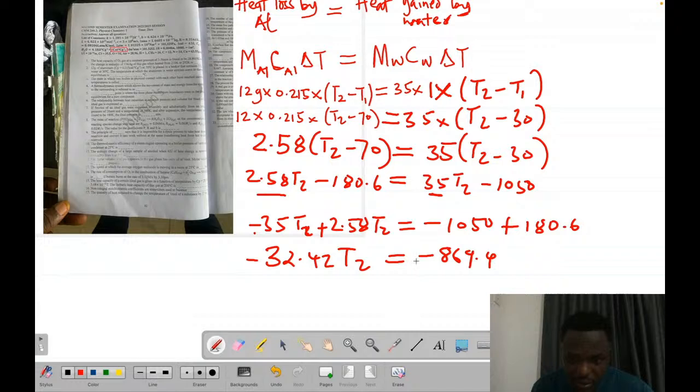And this becomes minus 869.4. So if you make T2 subject of the formula, this becomes 869.4 over 32.42. So the value here is 26.8 degrees Celsius. Okay, so that's for question number 2.